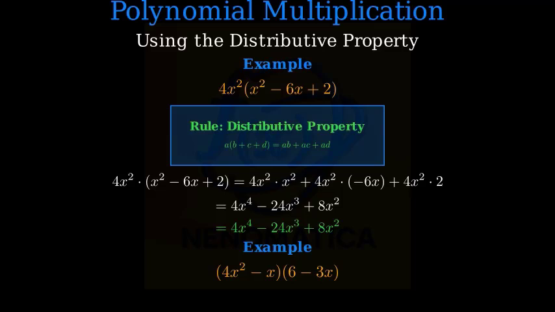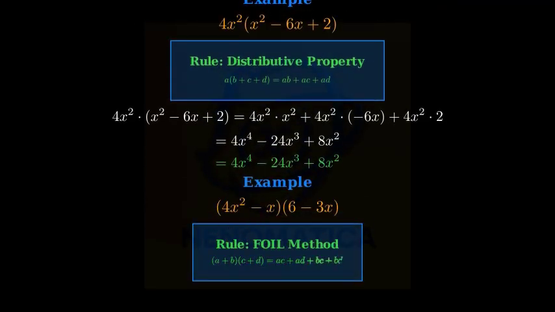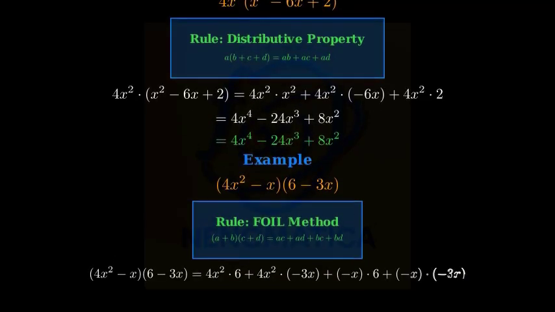Here we have the product of two binomials, the expression 4x squared minus x times the expression 6 minus 3x. This time, we need to use the distributive property twice. We'll multiply each term in the first binomial by each term in the second binomial. When multiplying binomials, we can use the FOIL method, which is a mnemonic for first terms, outer terms, inner terms, and last terms. Let's apply this method step by step.